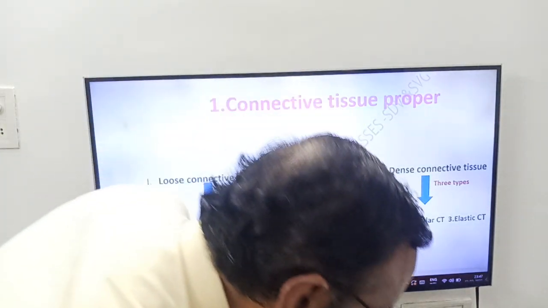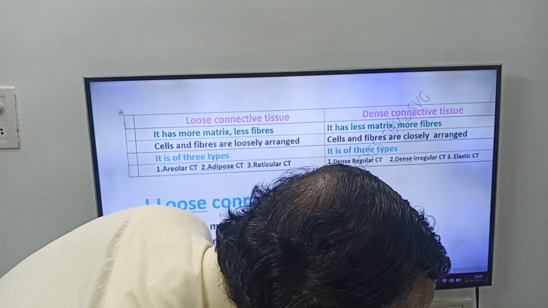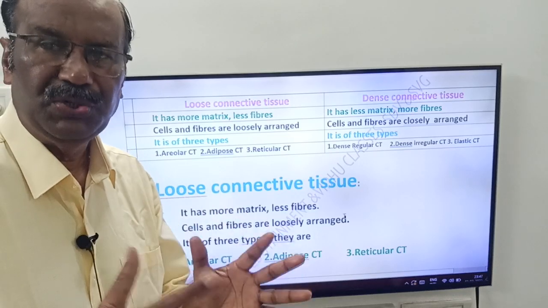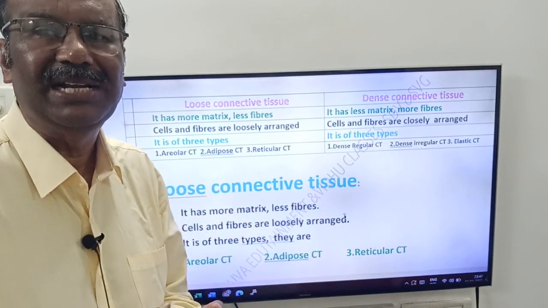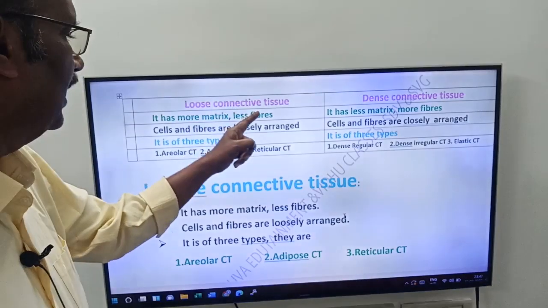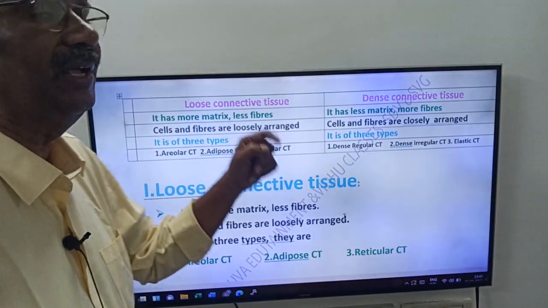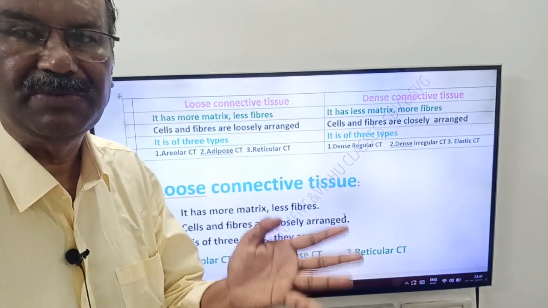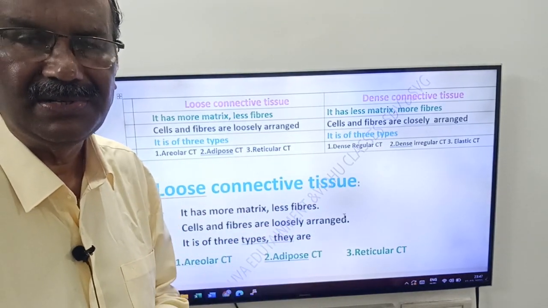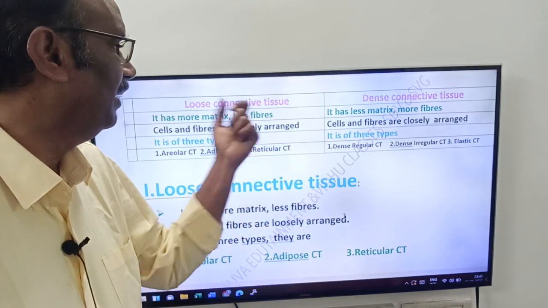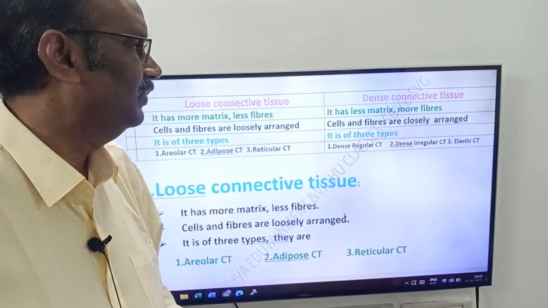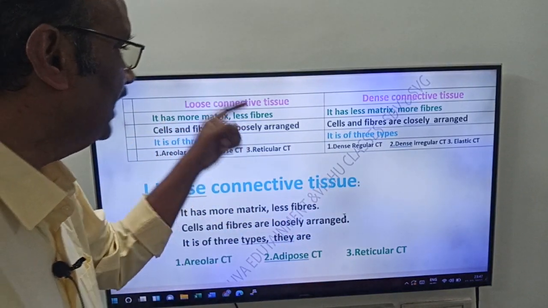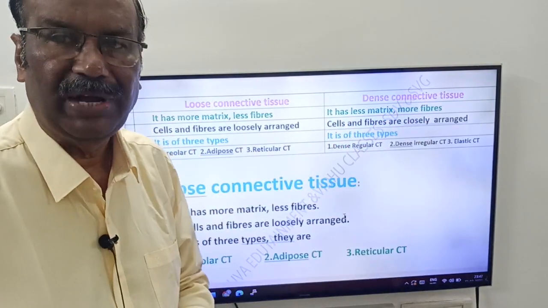Now, come to the difference between loose connective tissue and dense connective tissue. First, you have to know why we call it loose and why we call it dense. Loose connective tissue has more matrix and less fibers. You know matrix means extracellular substance. Dense connective tissue has less matrix and more fibers.